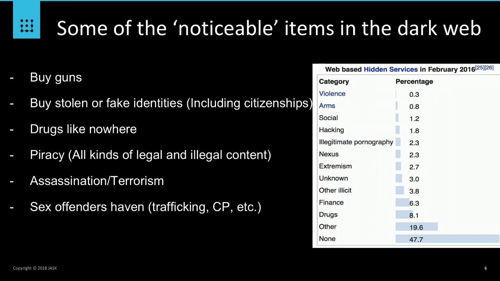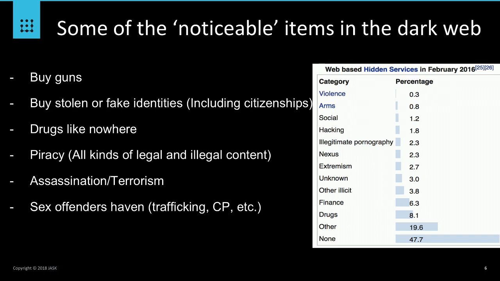Here are some of the noticeable items in the dark web. You can buy guns, you can buy stolen or fake identities, including citizenships. There are places where they actually show passports and everything. Drugs like nowhere, seriously. You can get any type of drug you want, have it shipped to you, super easy. Piracy, all kinds of piracy. Anything you can think of, you can find it. Assassination and terrorism are part of it as well.